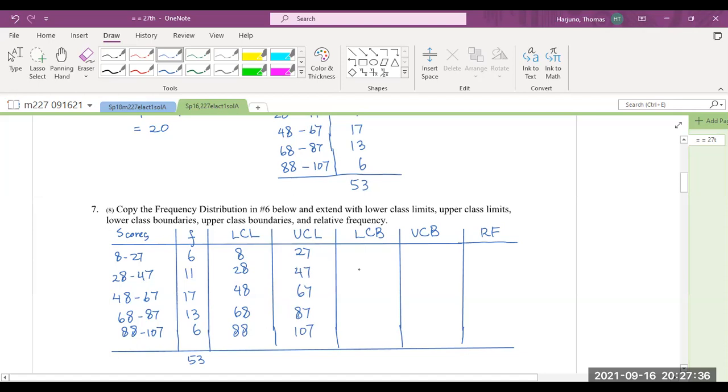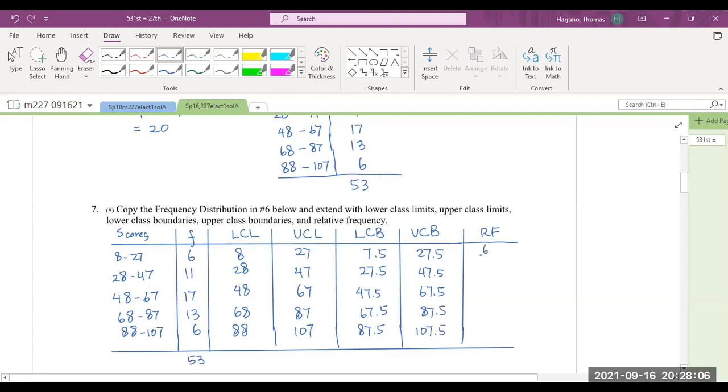And this one here is 27.5. Am I okay so far? Yes. Okay, thank you. Then 47.5, 67.5, 87.5, then this will be 107.5, and this will be 7.5.